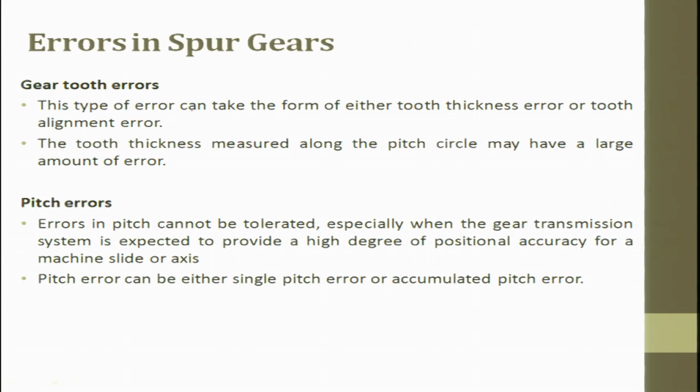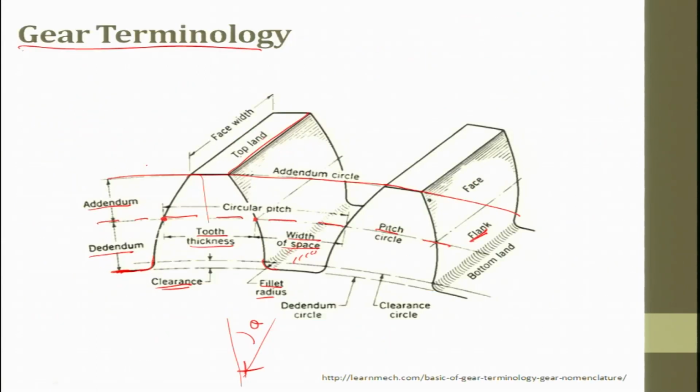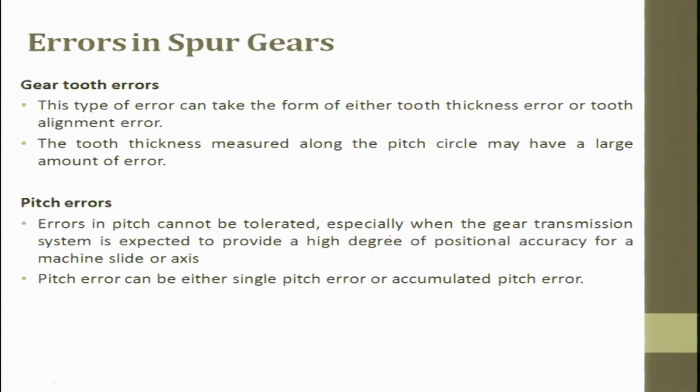Then gear tooth error. This type of error can take the form of either tooth thickness error or tooth alignment error. A single geometry in a gear is called a tooth. Several teeth put together make the gear teeth. The tooth thickness measured along the pitch circle may have a large amount of error. So, where is the pitch circle? If you go back, this is the pitch circle. When you measure with respect to the pitch circle, there will be an error.